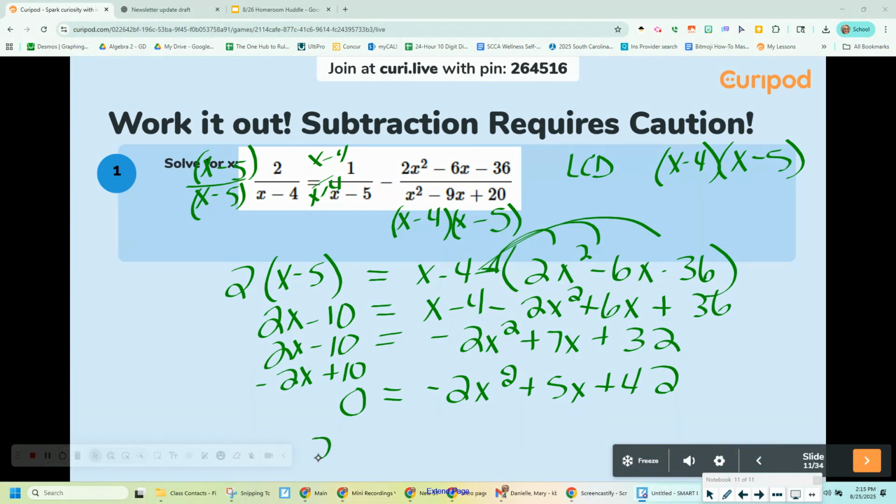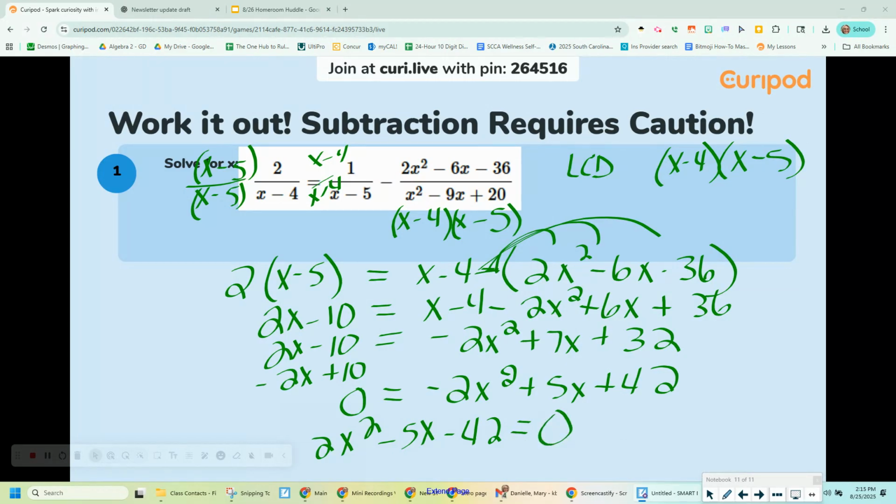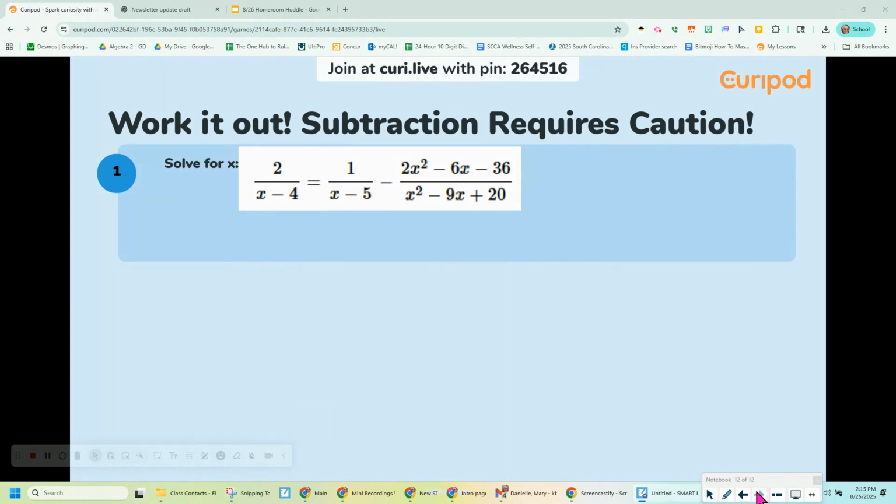So I'm going to change my signs to x squared minus 5x minus 42 equals 0. And now I can factor by either grouping or the quadratic formula, however you find it's easier to do this factoring. We're going to do it. And I'm going to go ahead and give myself some more writing room here.